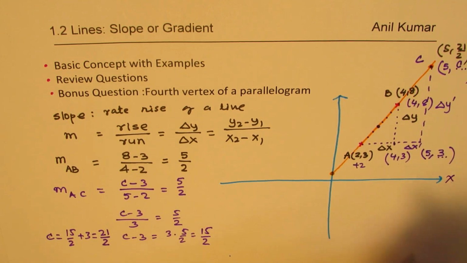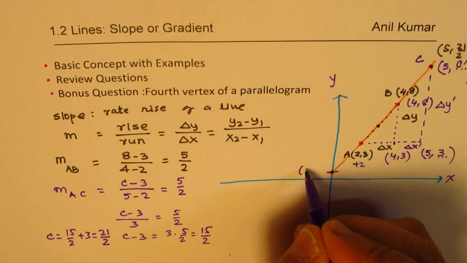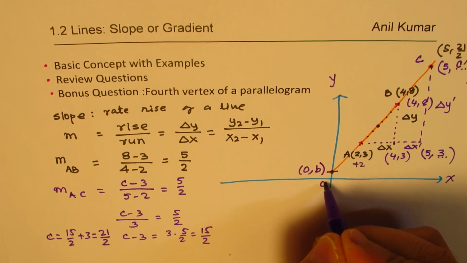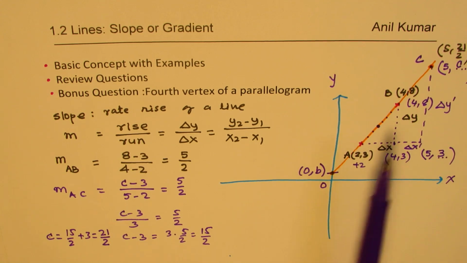So this is our x-axis, this is the y-axis. I'd like you to find this particular point. Let's call this 0, lowercase b. Of course, the x value will be 0, correct? On the same line. So that is your bonus question. Perfect. Okay. Now let's get back to some more concepts about the slope.